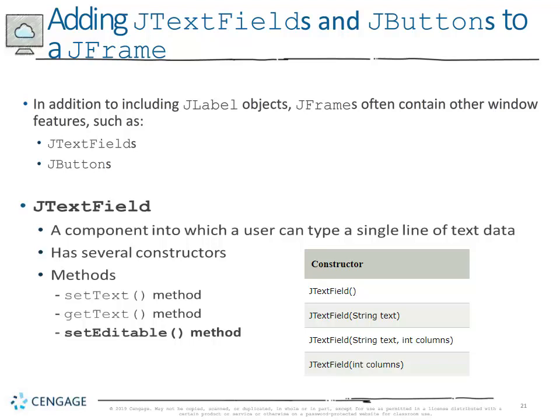We have several methods we can use. The setText method allows you to change the text in a JTextField. The getText method allows you to retrieve the string of text in a text field. A JTextField is editable by default. If you don't want the user to be able to enter data in a JTextField, you can send a boolean to setEditable. So if you say setEditable and in the parentheses you set true, this text field can be edited. If you send false, it will not be edited.